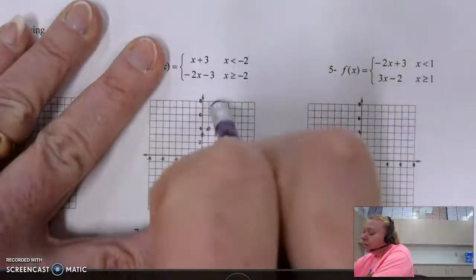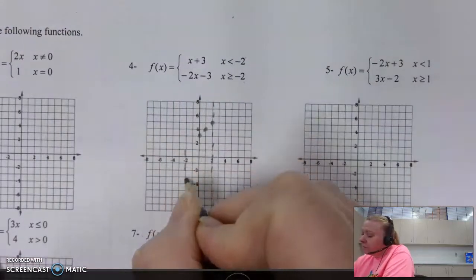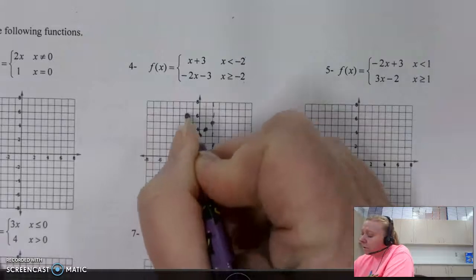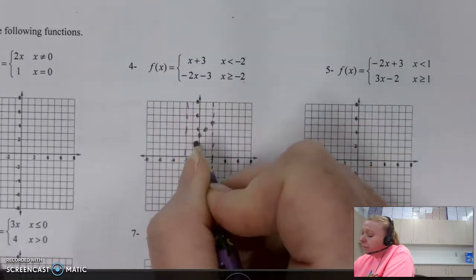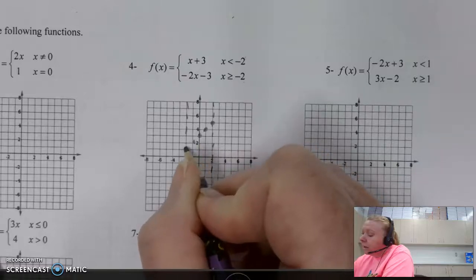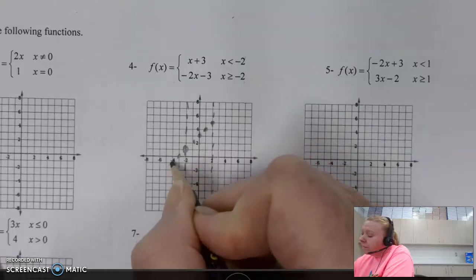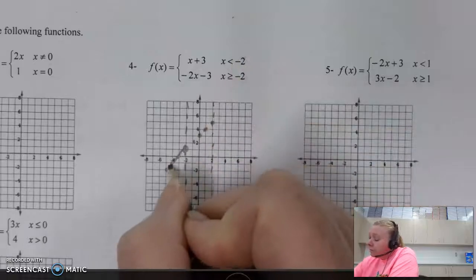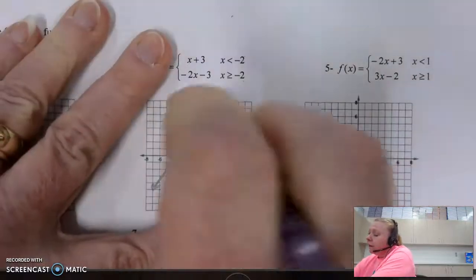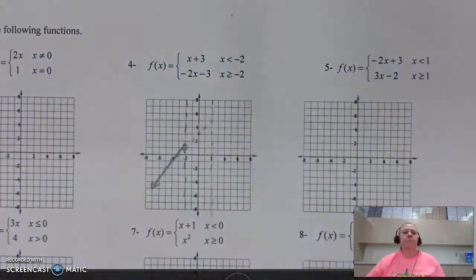My special point is negative 2. Sorry, I'm going to move that to negative 2. Now I'm going to go down 1, back 1 to go backwards. I want an open dot. I'm going to keep going. It says keep the ones to the left. So I'm going to keep this part of the graph, and I'm going to erase that part of the graph.